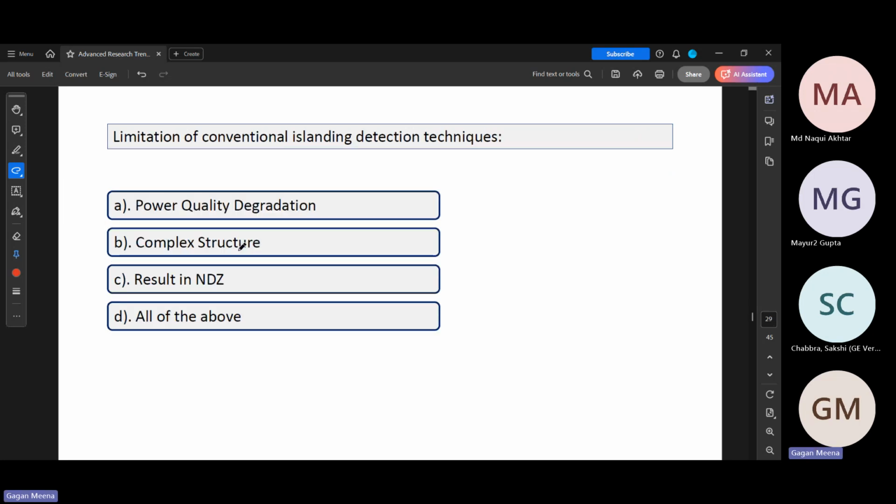The limitation of conventional islanding detection techniques. For the first, A: power quality degradation, complex structure, and result in NDZ. So which one is correct? C. Result in NDZ? Yes, correct. So there is no power quality degradation here, so this option is not correct. It should not be all of the above.